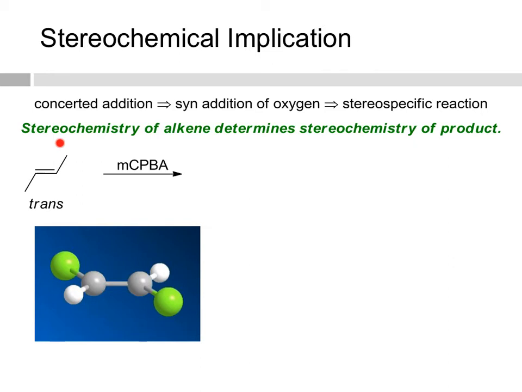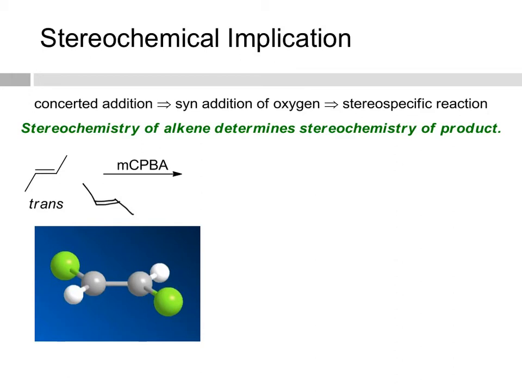So if we start from a trans-alkene, we end up with a different product than if we started from a cis-alkene. Now let me redraw that trans-alkene to depict what I have in the 3D picture, and let's go ahead and predict the product if we epoxidize this. This is our carbon-carbon double bond. We have two methyl groups and they're on opposite sides.